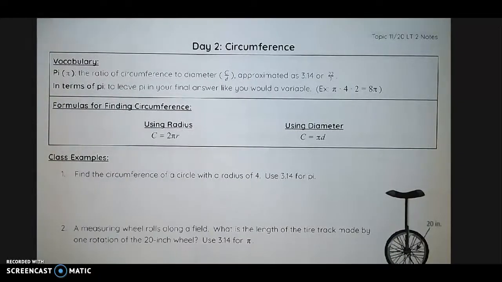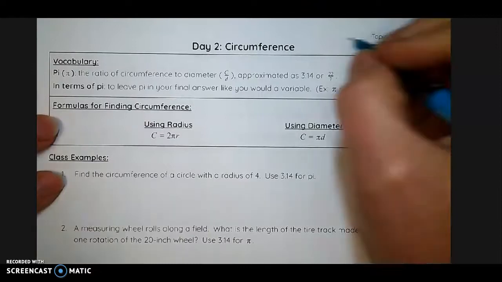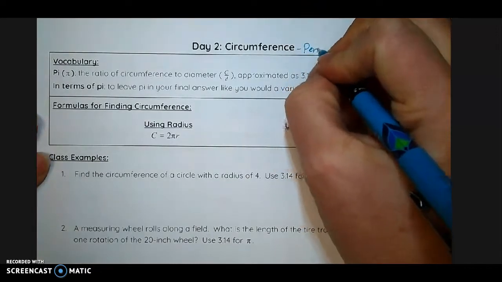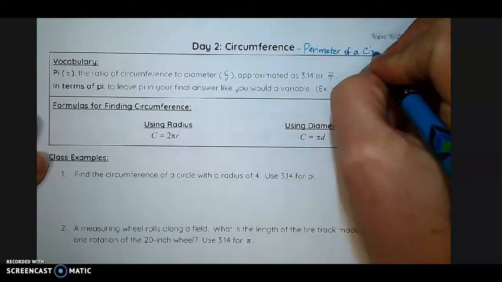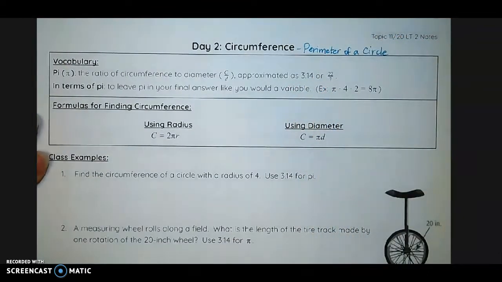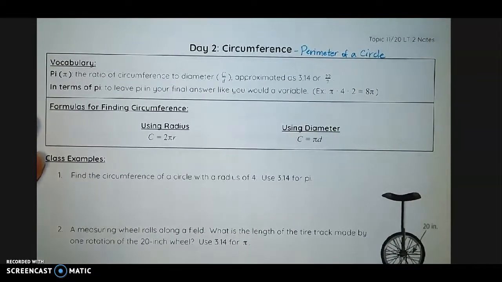All right, we're going to be looking at day 2 of circles here, and we're going to look at circumference. And circumference is the perimeter of a circle. Circles are round and they're fancy, so their perimeter gets a fancy name too.